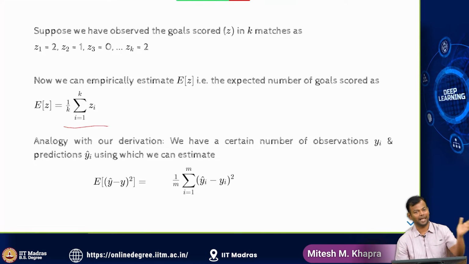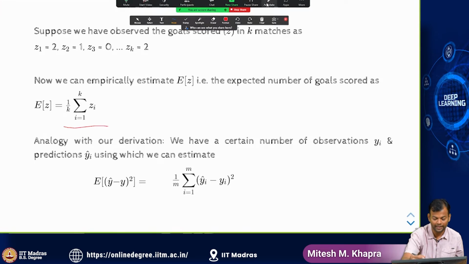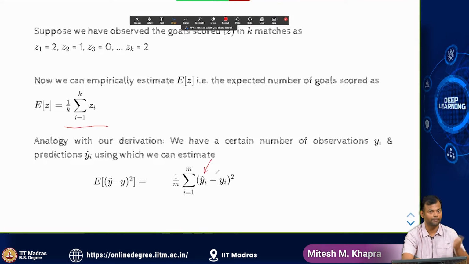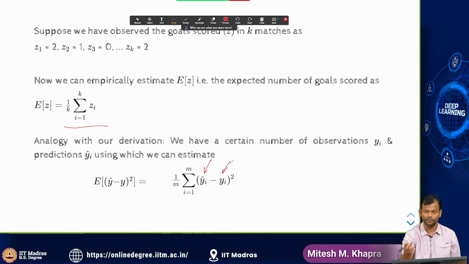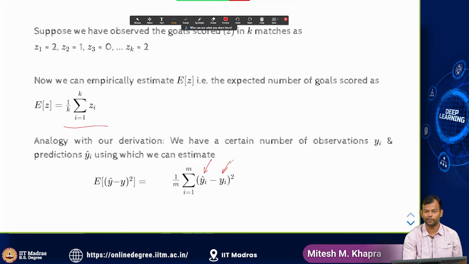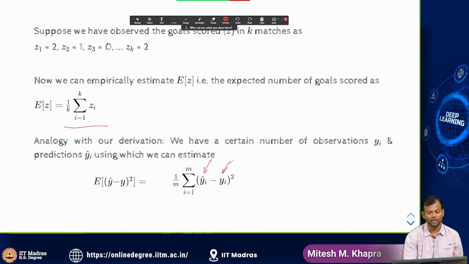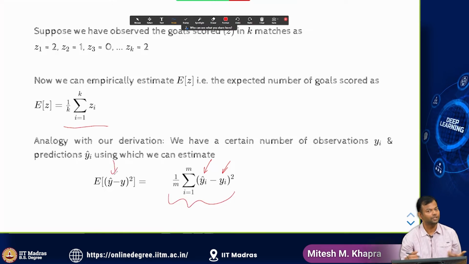So, I have seen m training points. For each of those training points, I know what my y hat is, because I can pass it through my f hat x and get the answer. I know what the true y is, because that was given to me in the training data, and I can compute the difference between them, square it and take the average. So, this would be my empirical estimate for the expectation, and that is all I can do.